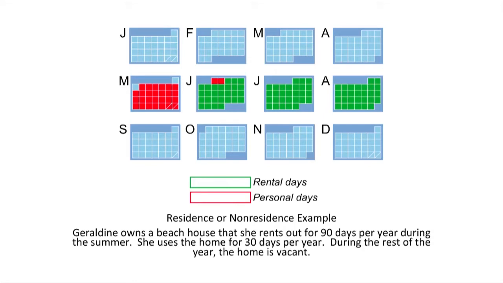What we have here is we have rental days, and there were a lot of them. As you can see, the traditional June, July, and August down the shore, people are going to enjoy it. However, they enjoyed it for quite some time. In this case, we're going to have Geraldine. Geraldine owns a beach house that she rents for 90 days per year during the summer. She uses the home for 30 days per year. During the rest of the year, the house is vacant.